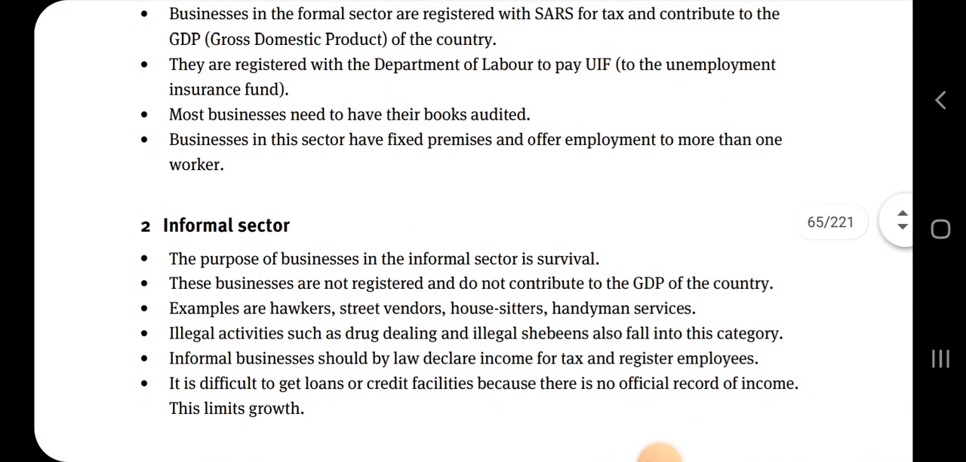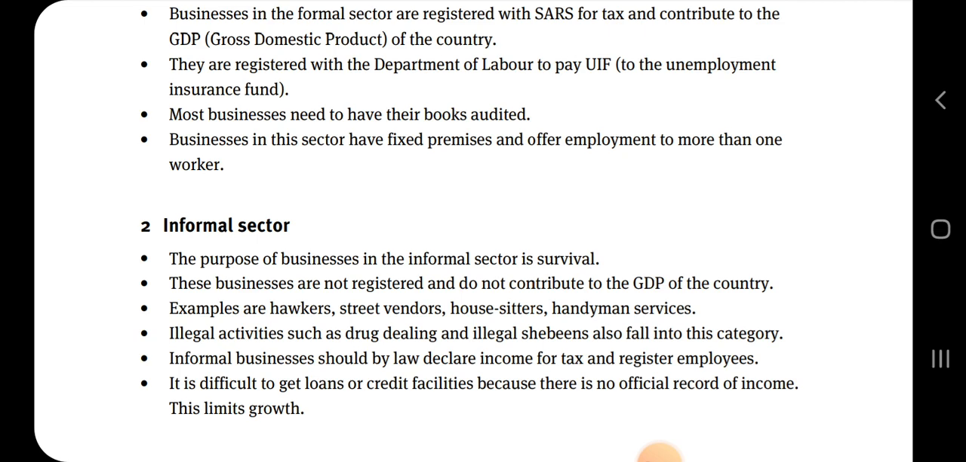In the informal sector, the purpose of businesses is survival. So you're just starting this business because you're struggling and you just want to survive. These businesses are not registered and do not contribute to the GDP of the country, but they do put food on the table. Examples are hawkers, street vendors, house sitters, handyman services. And illegal activities such as drug dealing and illegal shebeens also fall into this category of informal sector.